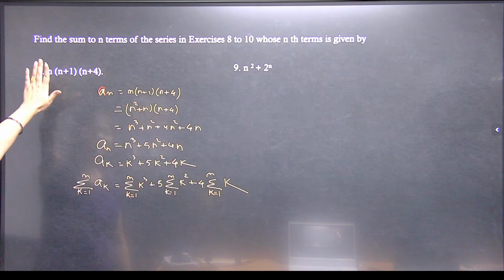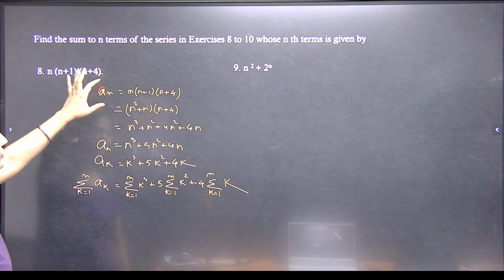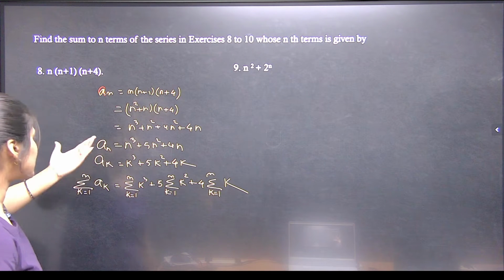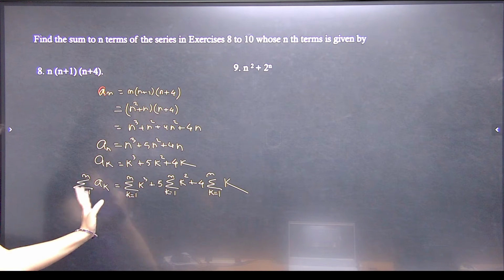So in this question nth term was already given. I have just simplified it. Okay, replace n with k and put the summation sign on each term.